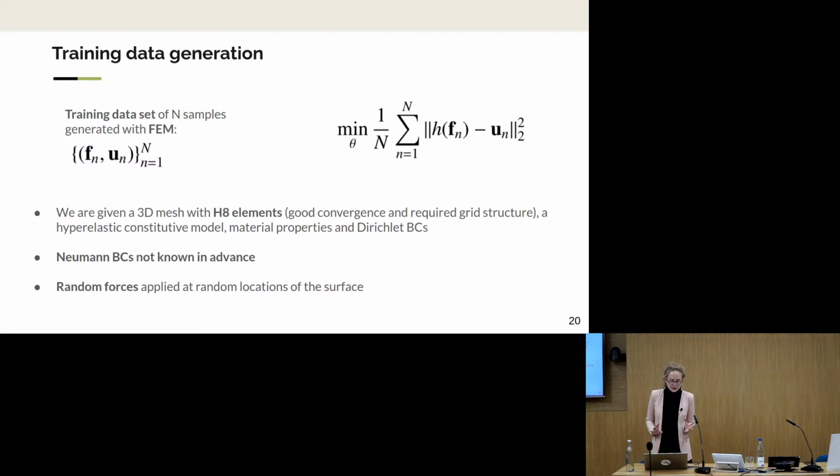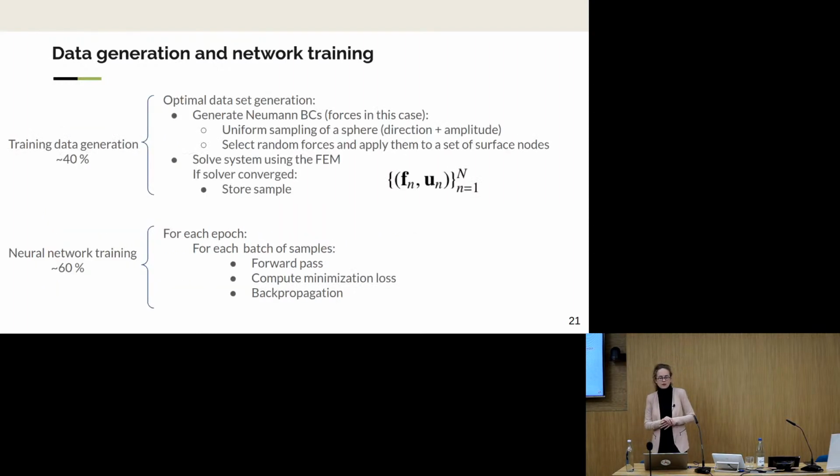So we will generate random forces at random locations of the surface. So here is an algorithm of the data generation and network training processes. In order to generate an optimal data set, we propose to uniformly sample a sphere, both in direction and in amplitude, in order to generate a set of force vectors. Then we select random forces and apply them to a set of random surface nodes.